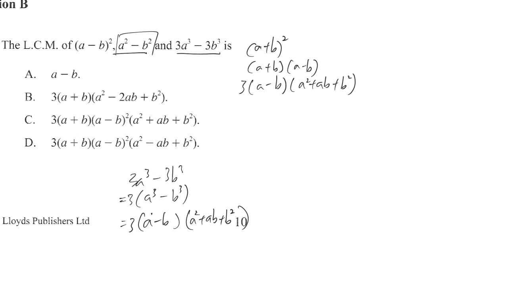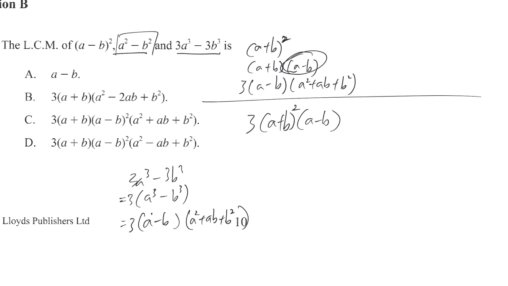To get the LCM, we have to ensure that we have every factor. So we choose the maximum index for each factor. First factor, a plus b, the maximum power is 2, so I need to have power of 2. We also need 3 here. We also need this factor, so a minus b. We also need this factor to ensure this LCM is large enough to divide every item inside. So that's why we have the answer. Sorry, I copied down the wrong answer. This should be minus, so yeah.